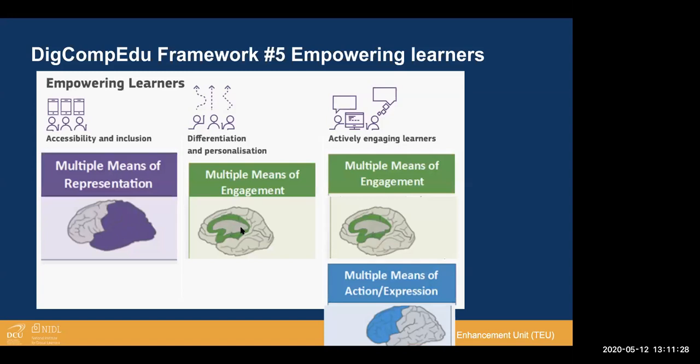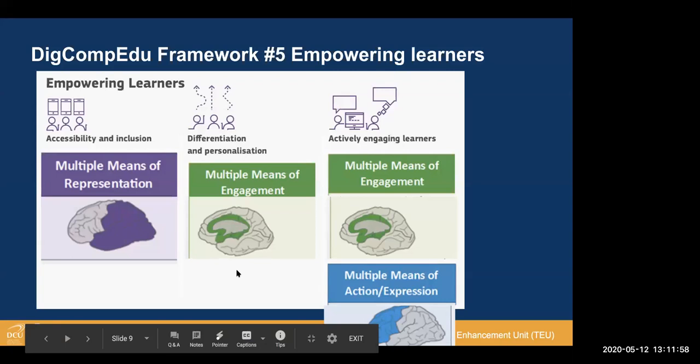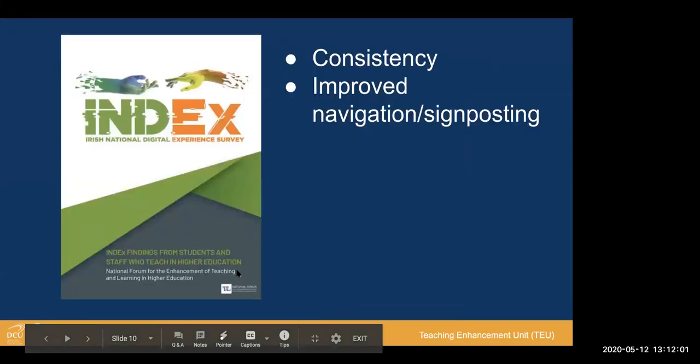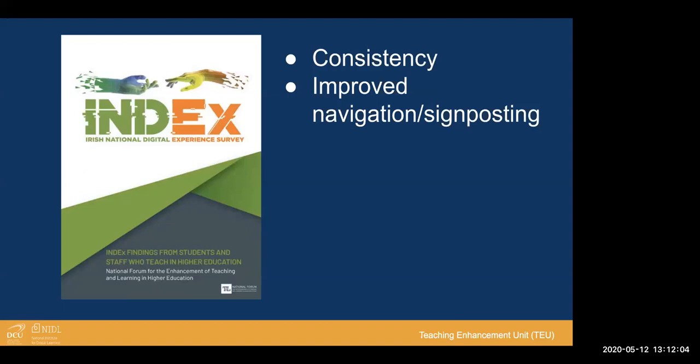Okay, so you can see how those 3 aspects of Dimension 5 connect quite easily with the Universal Design for Learning principles. The first one, accessibility and inclusion, connects to multiple means of representation. Differentiation and personalization connects to multiple means of engagement. And then the active engagement of learners speaks to 2 of the principles, multiple means of engagement and multiple means of action or expression.